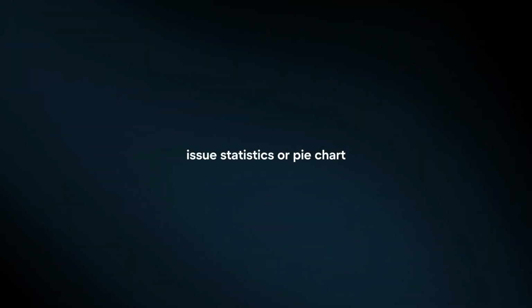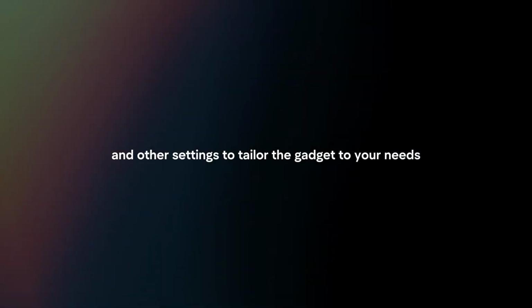Add gadgets. Gadgets are widgets that display specific data on your dashboard. Click on Add Gadget and select the gadgets you want to include, such as Agile Sprint Burndown, Issue Statistics, or Pie Chart. Configure gadgets. Customize each gadget to display the desired data and metrics. Configure filters, project selections, and other settings to tailor the gadget to your needs.